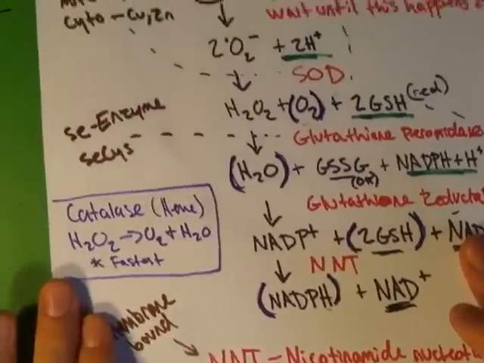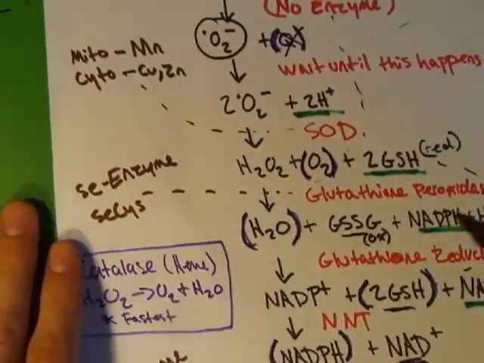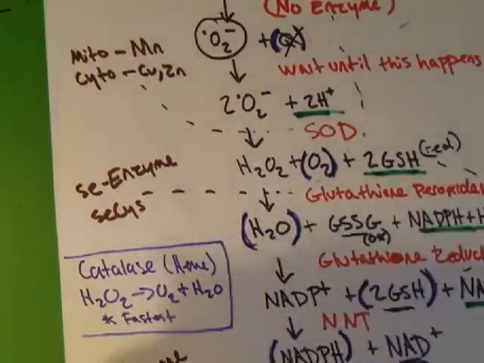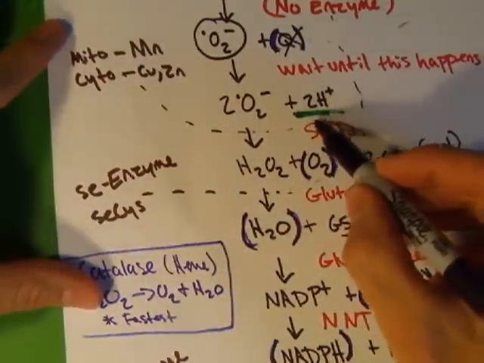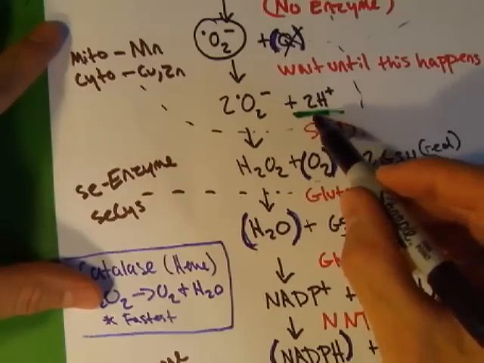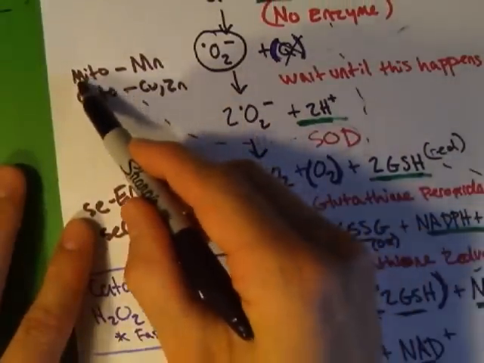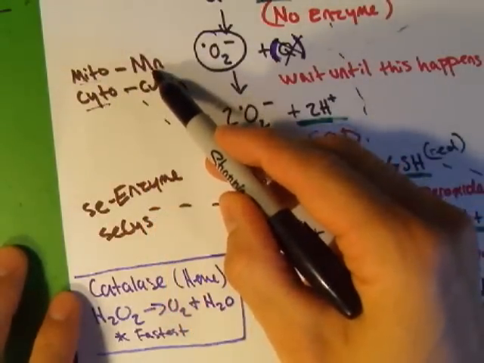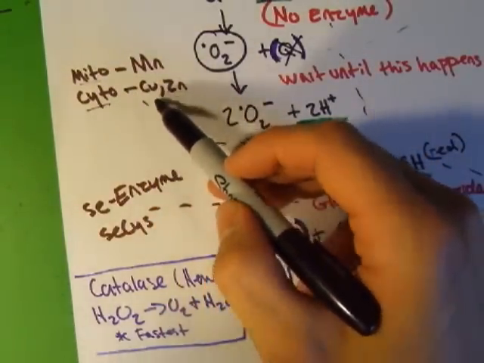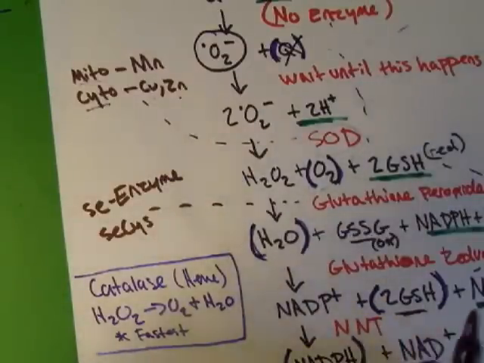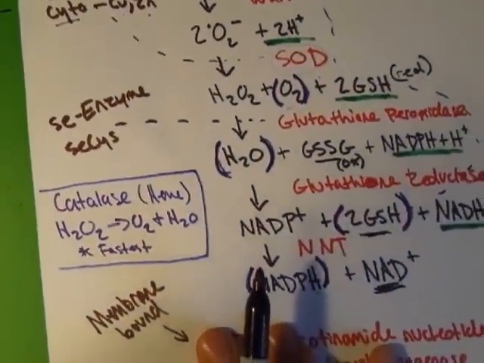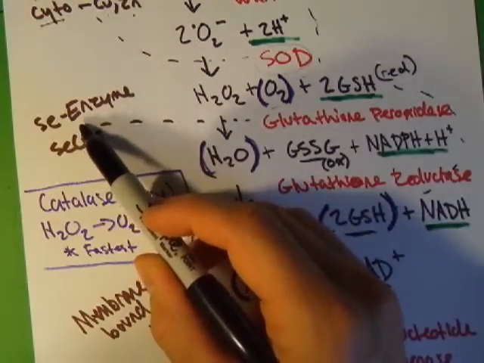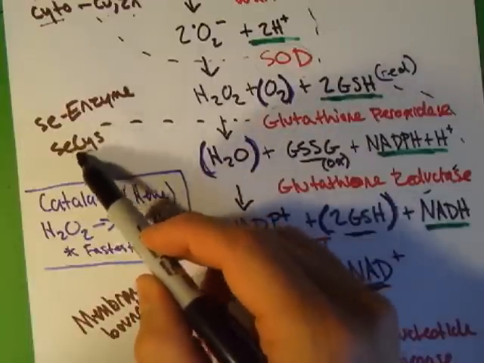So a couple things to note. Superoxide dismutase, SOD, I'm forgetting the full name of it, but it's in your notes. SOD can be in two forms, either in the mitochondria or the cytosol. And if it's in the mitochondria, it has manganese attached. If it's in the cytosol, it has copper and zinc. That could be an easy question right there. The glutathione peroxidase has selenium in it. Selenium attached to the cysteine.